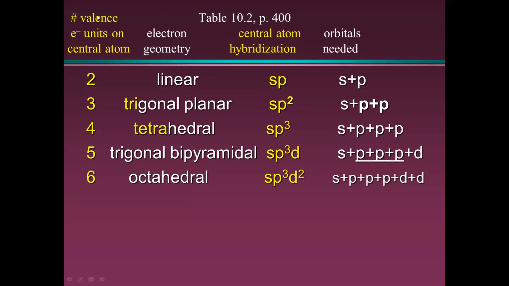Similarly, if you have 6 electron units on the center atom, the electron geometry will be octahedral, and the central atom's hybridization will be sp3d2, because you need 6. It is 1 plus 3, 4, so you need 2 from the d orbitals. So this is the central atom hybridization.